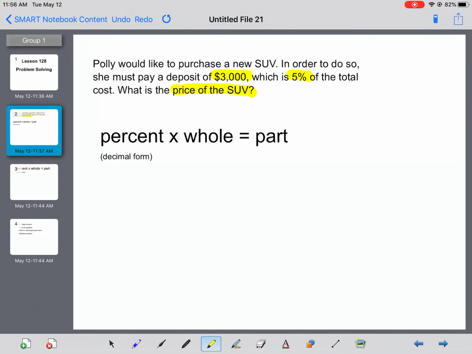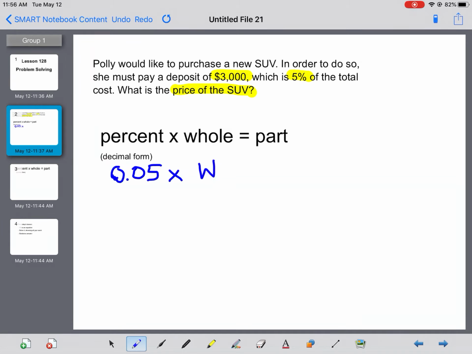And to do that, we are going to use our handy dandy equation that we have been using. Percent times whole equals part. All you have to do when you come across questions like this is take your equation and fill in what you know. Now, we know that she had to pay 5% of the total cost. So we know the percent is 5%, but we have to put it into its decimal form. So the decimal form would be 0.05 for the percent.